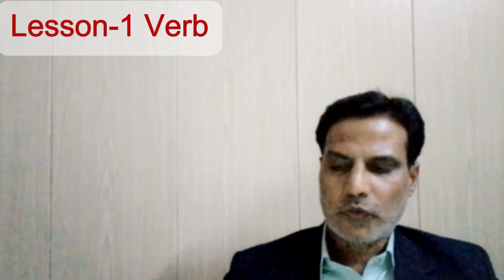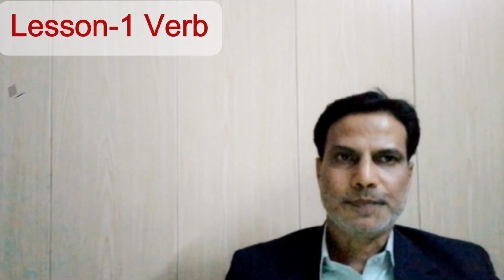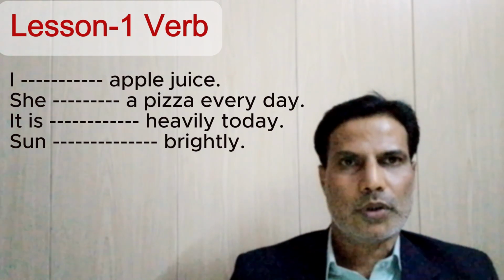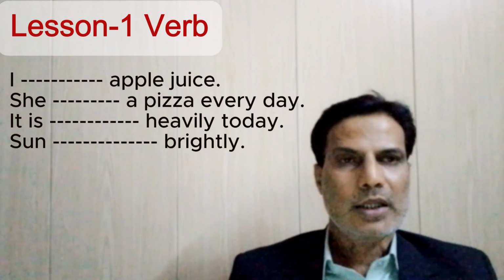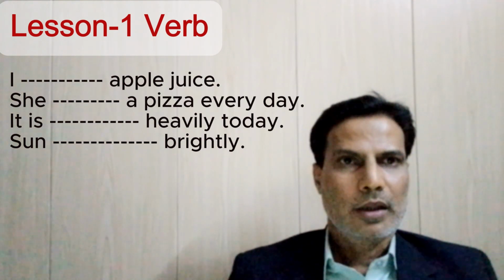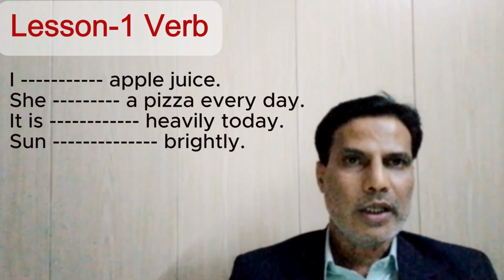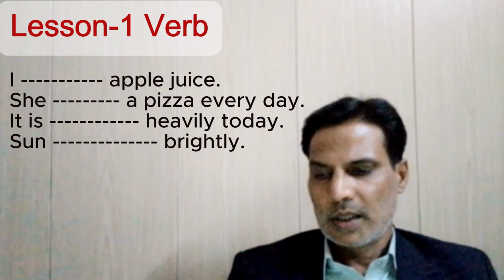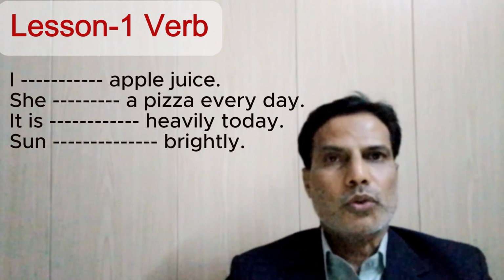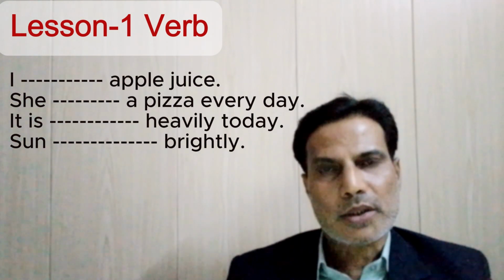And what function do they perform? Let's see. I'm going to share some examples with you. Sentence number 1: I dash apple juice. She dash a pizza every day. It is dash heavily today. Sun dash brightly. So my question to you is, what do you understand by all these sentences?